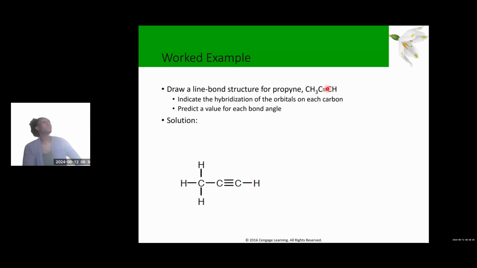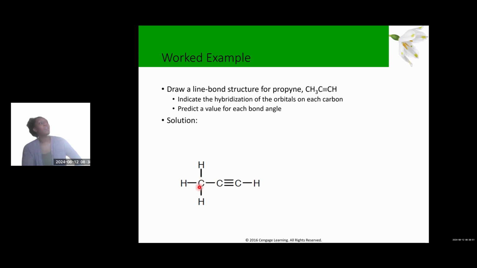Then that carbon is attached to another carbon. Now this carbon doesn't have any hydrogens on it, as you can see here. But then this carbon is triple bonded to this carbon here, and it has 1 hydrogen at the end. And we notice that all of our carbons have 4 bonds around them.